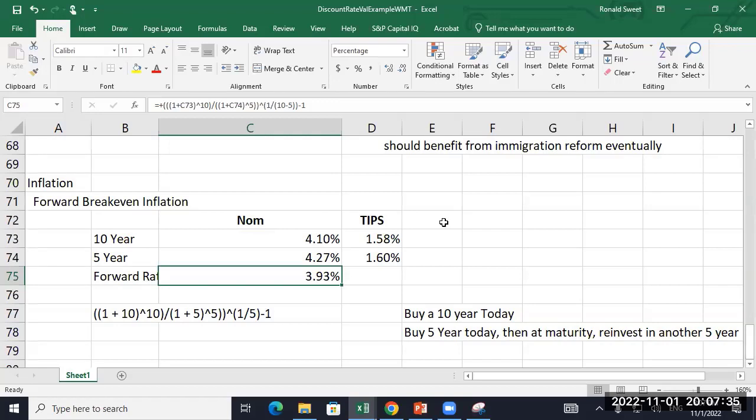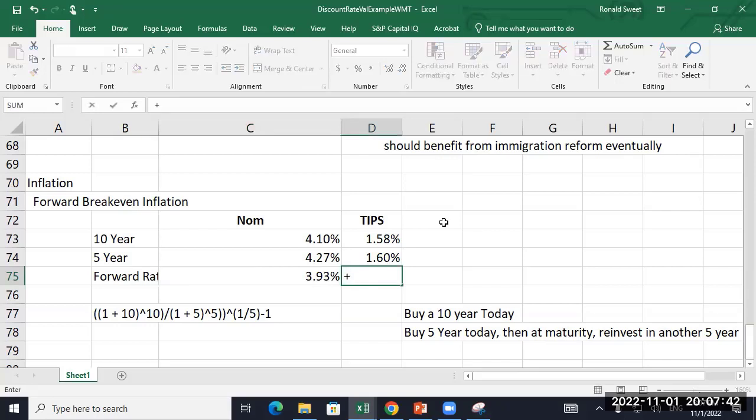Usually the 5 year is lower than the 10. So the forward rate is higher, but here it's actually lower. We can do the same thing with the tips. 1 plus the 10 year, raise it to 10, divided by 1 plus the 5 year, raise it to 5. We're going to take all of that and raise it 1 divided by 10 minus 5 minus 1. That looks right, 156.